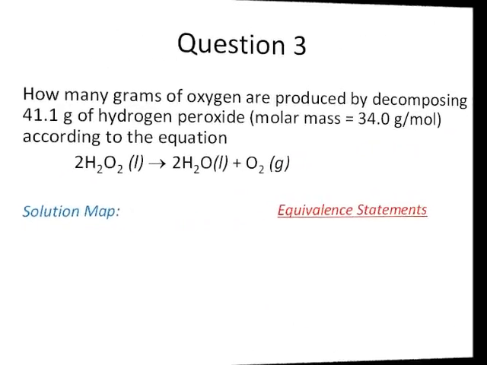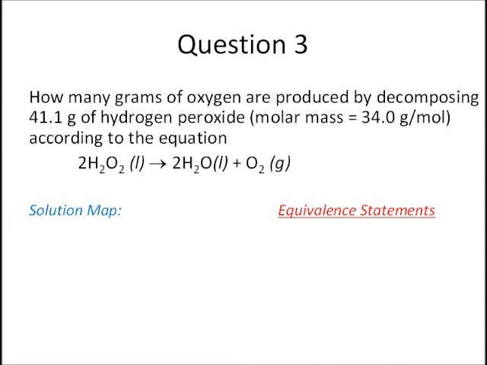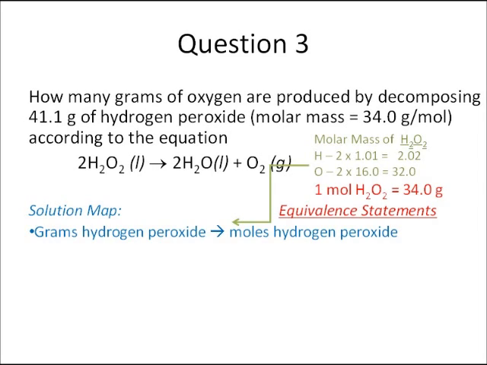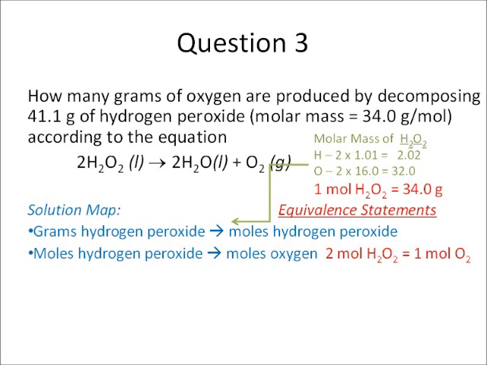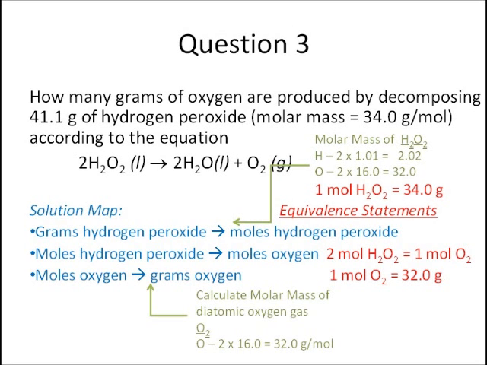For the third question, we're going to determine the number of grams of oxygen produced by decomposition of hydrogen peroxide. So we have to start with the 41 grams of hydrogen peroxide, calculate the molar mass of hydrogen peroxide to get to moles. Then we're going to use a mole ratio from the balanced chemical equation to get to moles of oxygen that's produced, and then we're going to calculate the molar mass of oxygen gas to get from moles of oxygen to grams of oxygen.